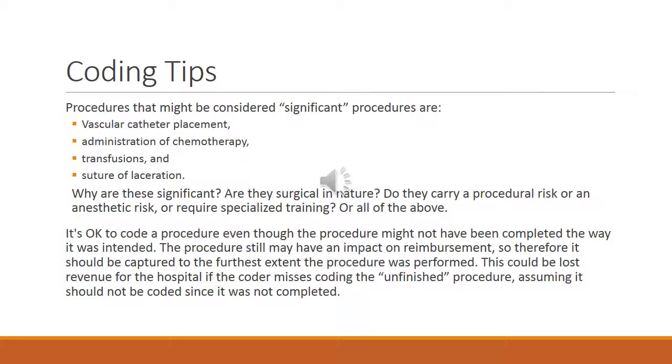Okay, here are some coding tips for the information discussed in Chapter 6. Procedures that might be considered significant procedures are vascular catheter placement, administration of chemotherapy, transfusions, and suture laceration. Why are these significant? Are they surgical in nature? Do they carry a procedural risk or an anesthetic risk, or require specialized training, or all of the above?